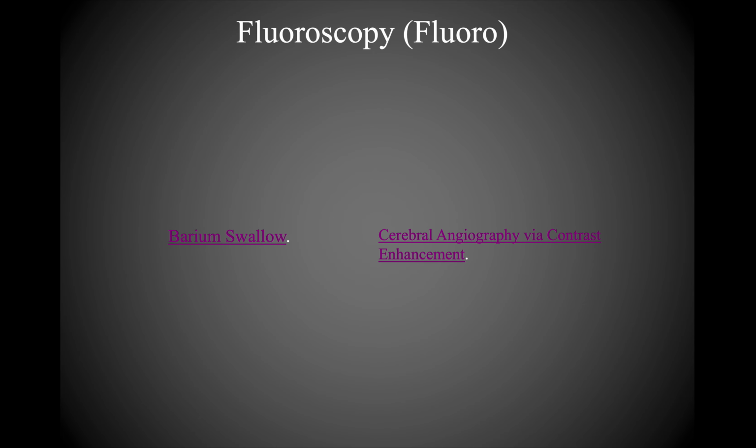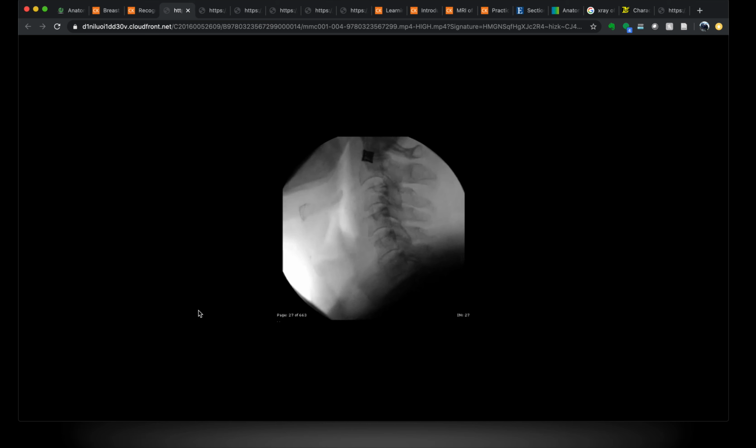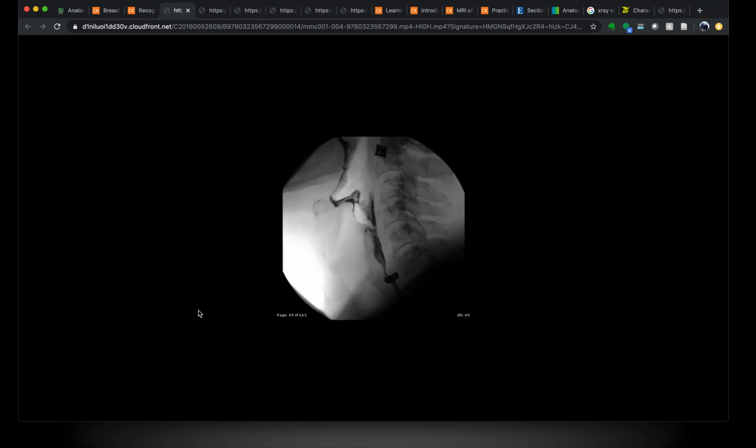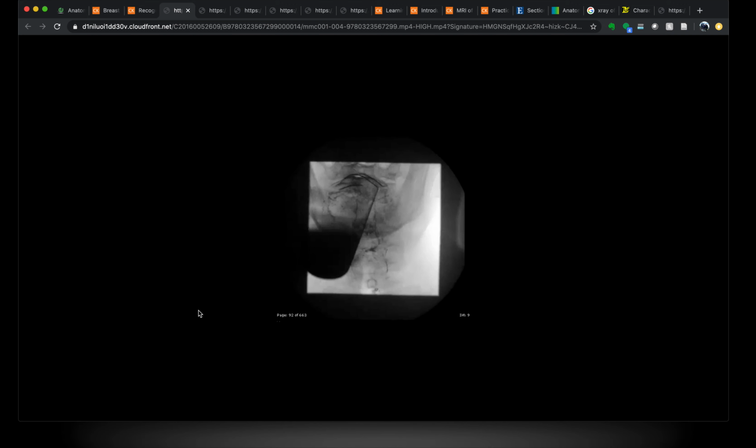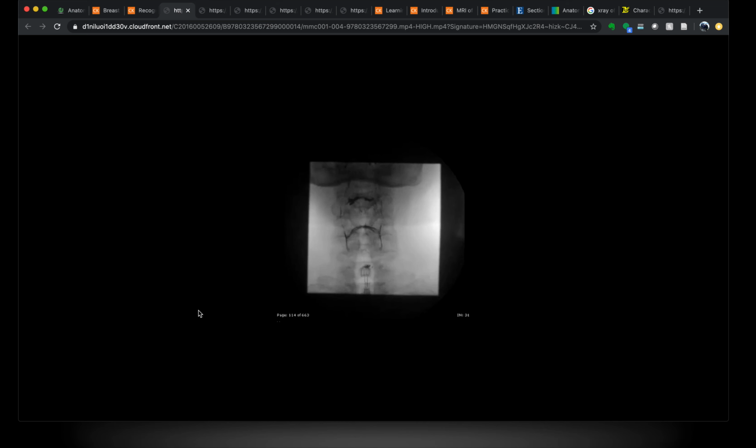So we're going to watch a couple of videos here real quick just to get a better appreciation of what's known as fluoroscopy. So this is a person drinking a barium contrast agent. So we call this a barium swallow. And so you'll notice that effectively you're looking at an x-ray of this person. It's a live x-ray of the person drinking this barium agent.